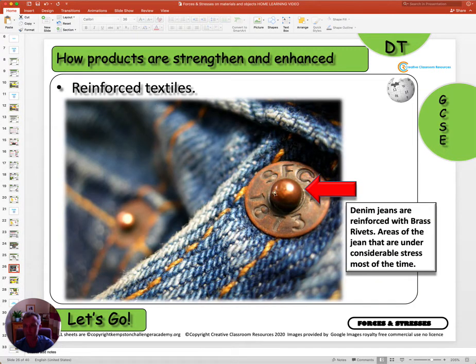This also happens in textiles. A good example would be a pair of jeans, because the denim is very strong, quite thick material, where you've got major stress on the items. Where you've got major stress, like the pockets, you'll see that they're riveted together. It goes all the way through the materials, and that way it makes the textile reinforced.